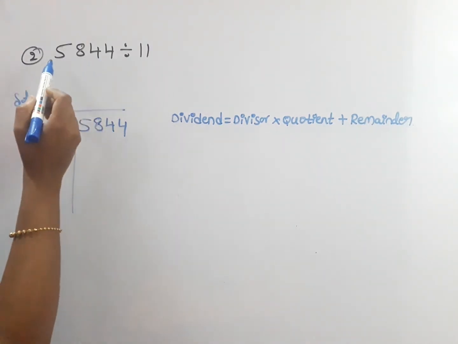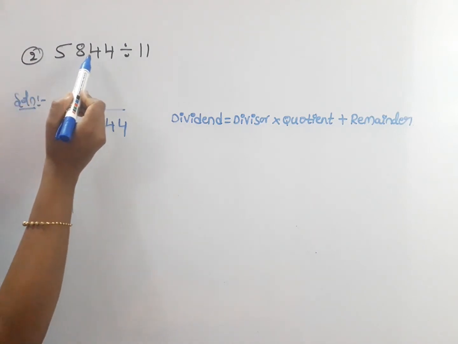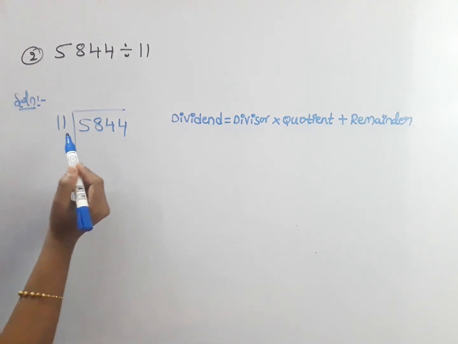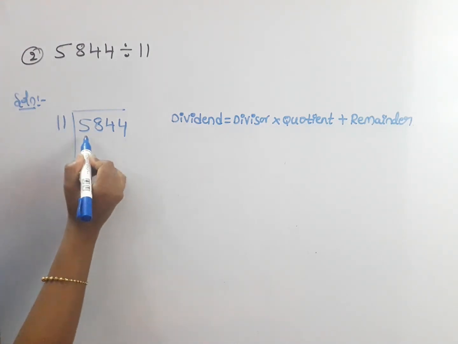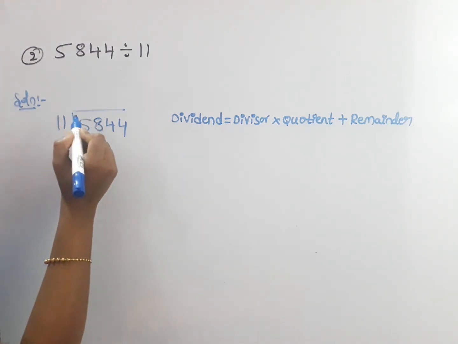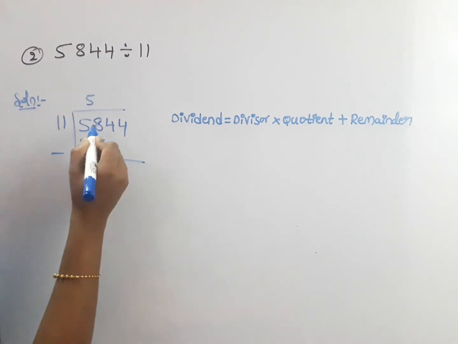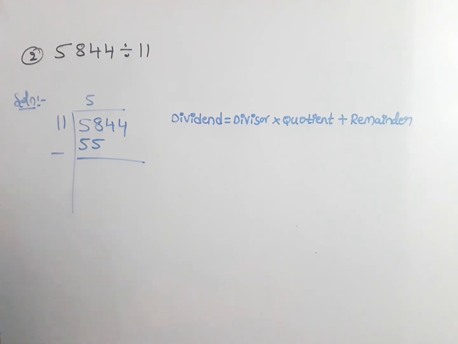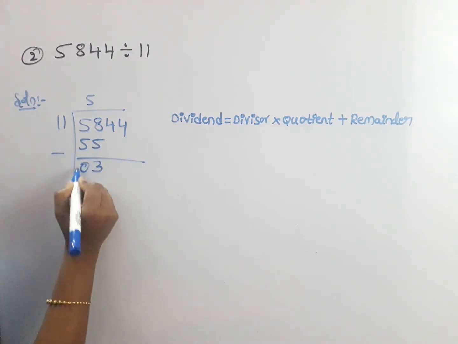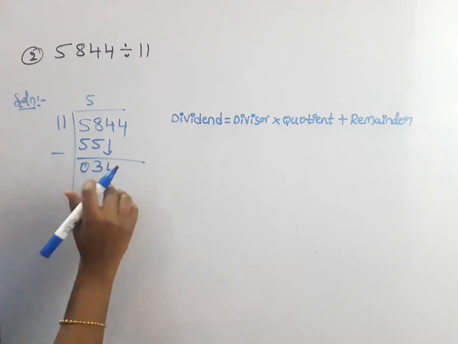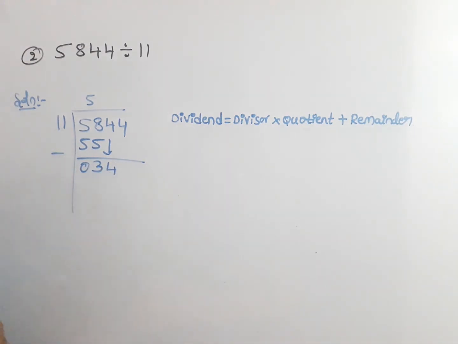The second problem, divide 5844 by 11. So write the numbers. So this is the divisor, this is the dividend. So here 11 5s are 55. Subtraction: 8 minus 5 is equal to 3. 5 minus 5, 0. Then bring down the tens digit, that is 4. So it will become 34.